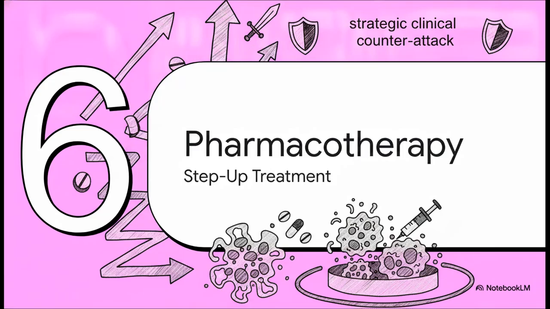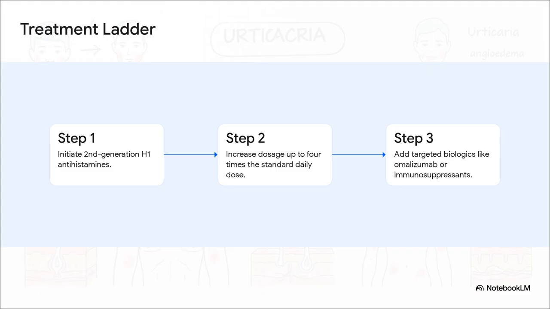Okay, final stretch. Section 6, Pharmacotherapy, Step-Up Treatment. For managing standard urticaria, we rely on a structured step-up therapeutic ladder. Step 1 is super straightforward. Initiate second-generation, non-sedating H1 antihistamines like loratadine or cetirizine.